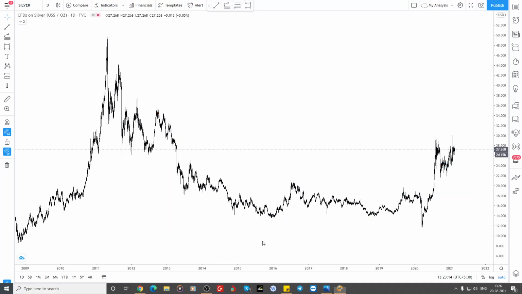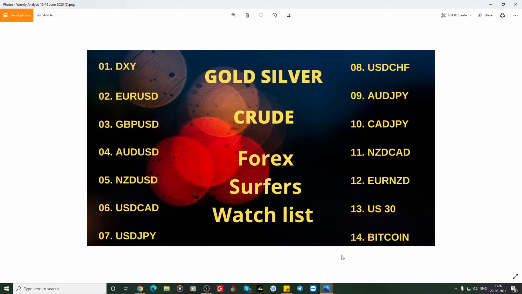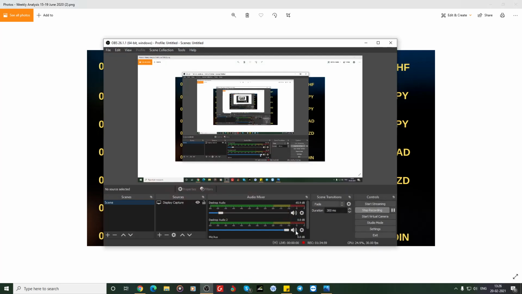So I hope I have already finished everything as of now. Once again check DXY, Euro USD, GBP USD, USDJPY, AUDJPY, CADJPY, Euro, New Zealand, US30, Bitcoin, crude, silver, and I think it's a very huge session, I think so. It's nearly 1.5 hours.